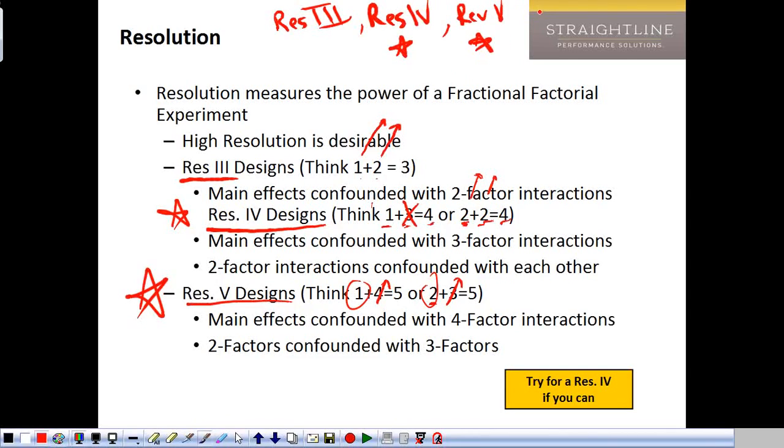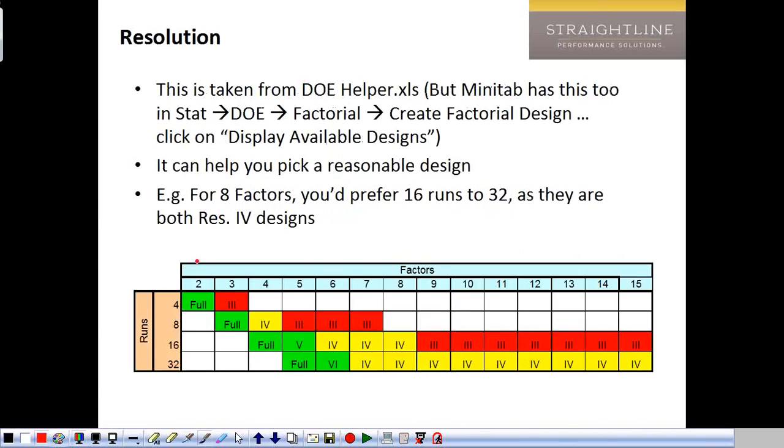If you're going above, if you're going to say Res 6, and yes, they exist, or Res 7 or whatever, you're probably wasting money. You're probably wasting cash. And if you're doing Res 3, you're probably wasting cash by running an experiment that's not going to give you what you want. So try and run a Res 4 if you can. And here's a table that you'll see in Minitab as well, and this tells you the number of factors and the number of runs, and it'll say whether it's a Res 3 or 4 or whatever.